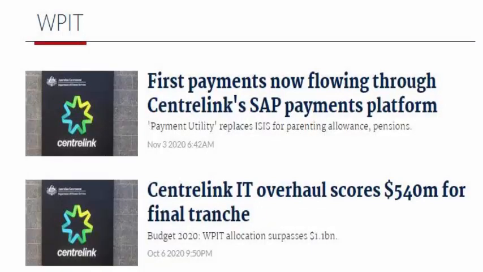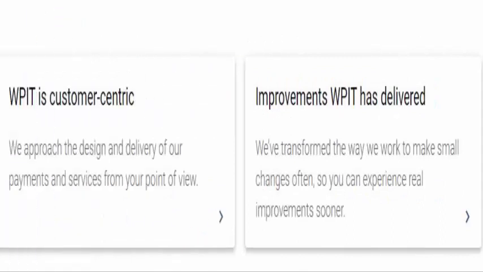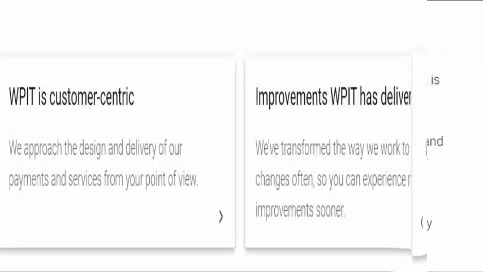Wpit is the Welfare Payment Infrastructure Transformation Program, which is important for making our payments and services simpler. People are talking and discussing the same. So let's understand what it is.